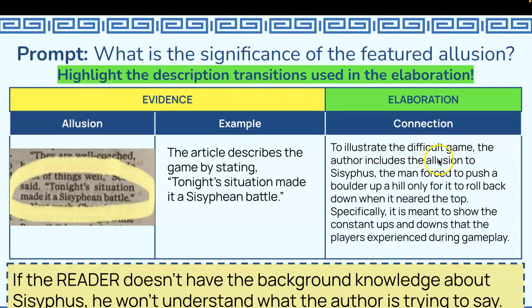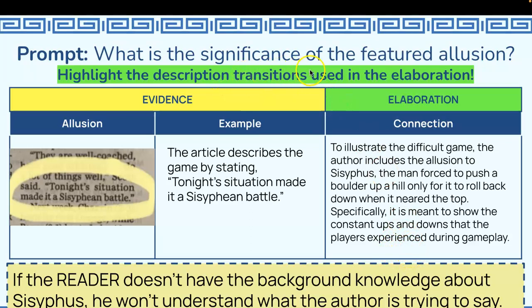To illustrate the difficult game, the author includes the allusion to Sisyphus, the man forced to push a boulder up a hill only for it to roll back down when it neared the top. Specifically, it's meant to show the constant ups and downs that the players experience during the game.